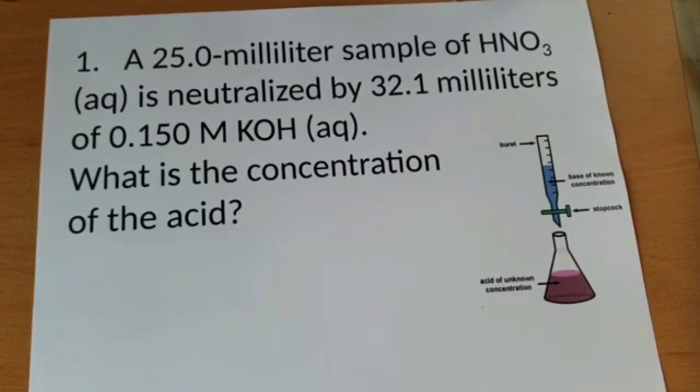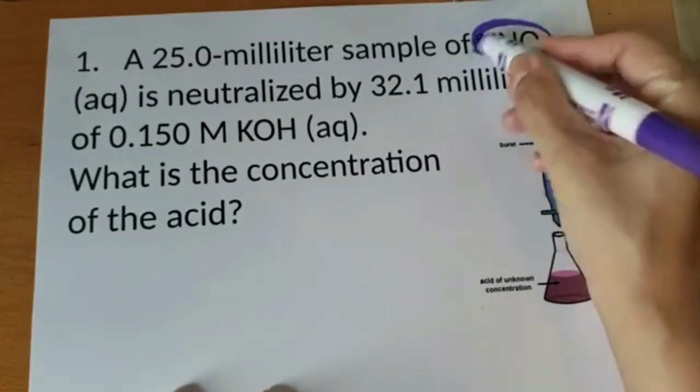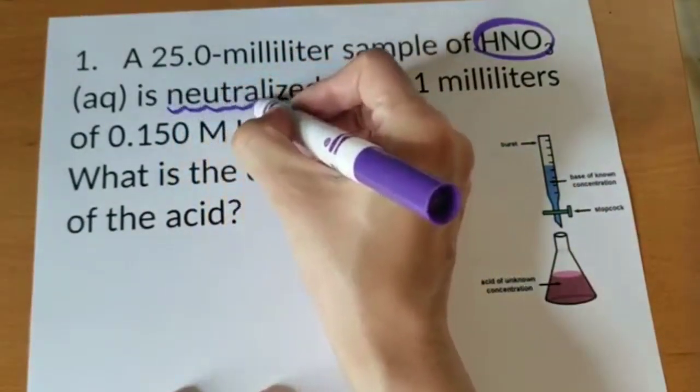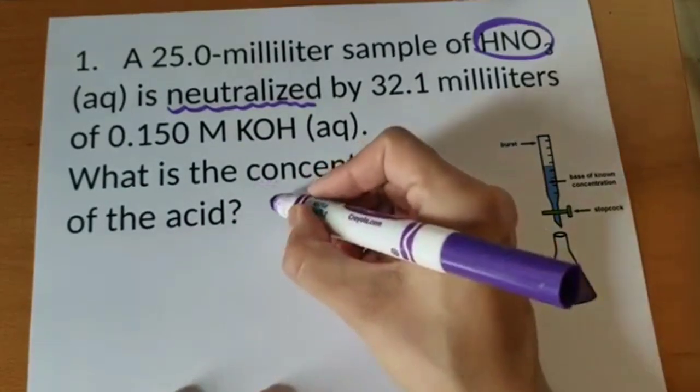In this question, we are given 25 milliliters of a sample of nitric acid. And we see that it is neutralized. Neutralized is the key word that tells us that we are going to apply the titration formula from reference table T.